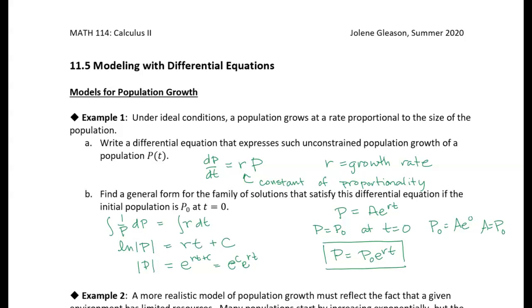All right, so that takes care of example 1, and example 2 is a little more complicated model for population growth.